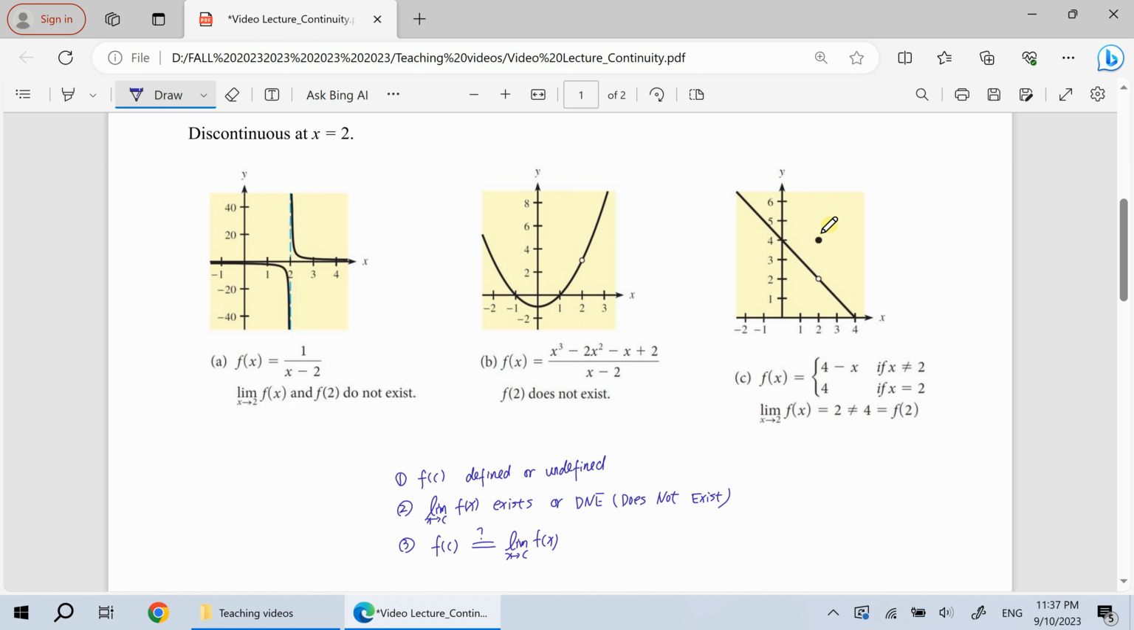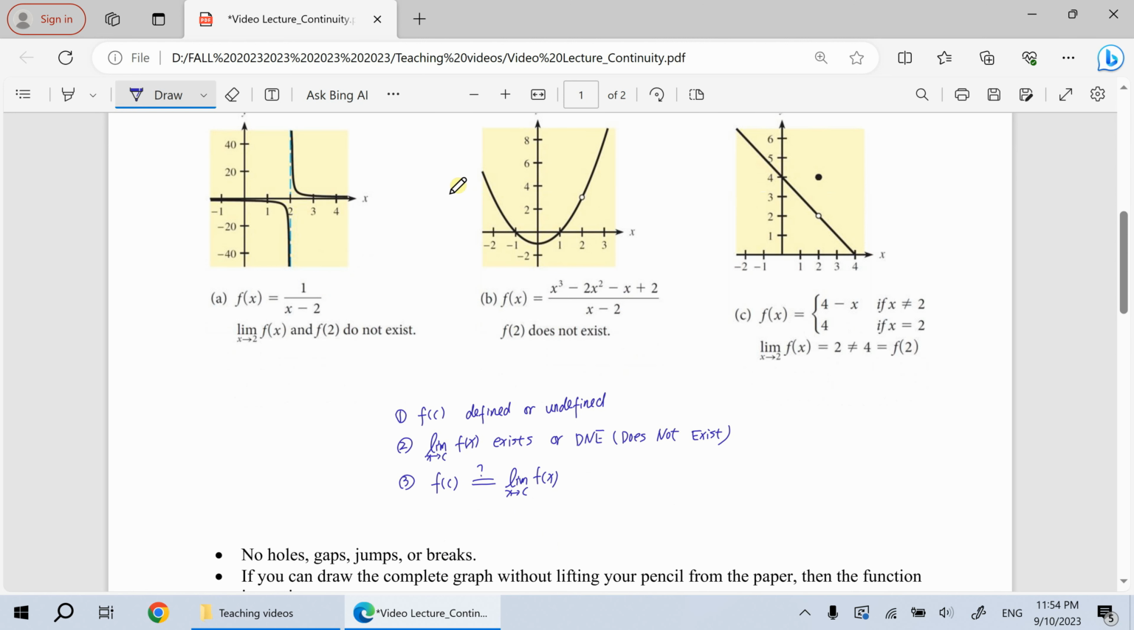The last one, f of 2, is well defined because this is a jumping point, and the limit does exist from the left and the right. The limit is 2. For this graph, it does not hold the third condition. You know the limit is 2 and the f of 2 is 4. This is discontinuous. By analyzing these graphs' behavior, no holes, no broken open hollow points, no jumping points, no gaps, then the function is continuous.